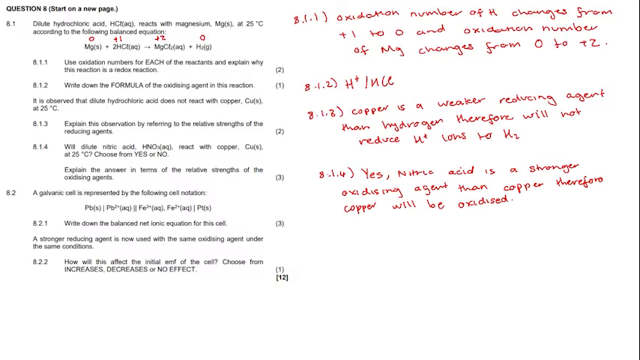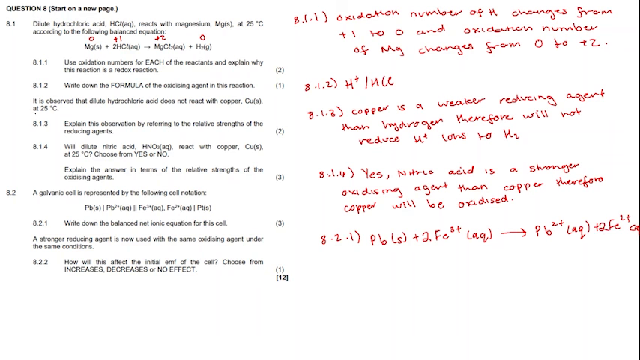Question 8.2. A galvanic cell is represented by the following cell notation. Question 8.2.1. Write down the balanced net ionic equation for this cell. So, for the balanced net ionic equation, we start with lead solid, Pb, and we add the Fe3+ ions. We then form the lead ions and the Fe2+ ions. And when we look at this, it's not really balanced, as we have 2 lead ions and 3 over here. Therefore, in order to balance it, we put a 2 in front of both of the ions.